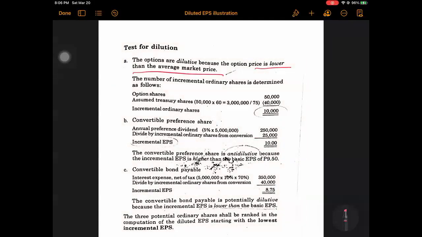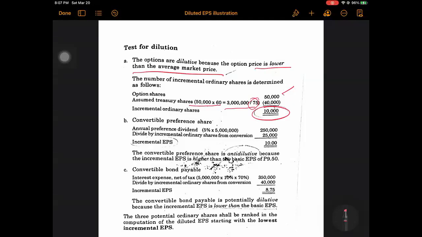The number of incremental ordinary shares is determined as follows. So you have option shares of 50,000. Okay, di ba? To compute the assumed treasury shares, you need to multiply the option shares times the option price, divide by the average market price. So, we have 40,000 assumed shares. Therefore, we have incremental ordinary shares of 10,000, okay, for your options. So, automatic, this is dilutive. So, rank number 1 is sa diretso. Okay, so later you will see, di ba, unsa ka importante ang ranking niya.